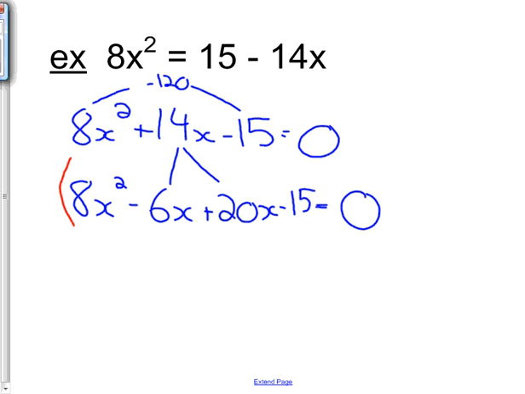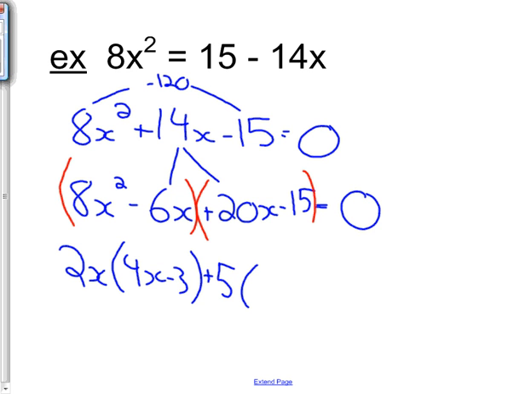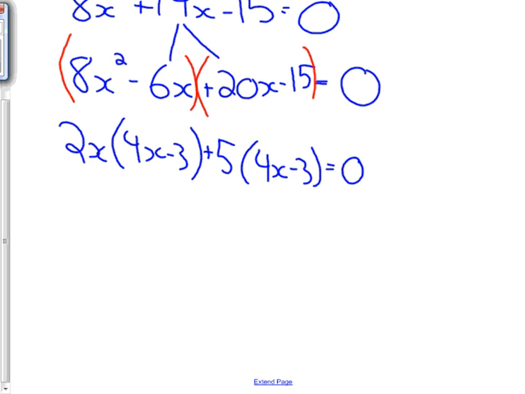So I've got these two. What's the same about 8x squared and negative 6x? What's left in the bracket? 4x subtract 3. What's the same about 20x and negative 15? 5. And we got a 4x with a negative 3 left over. So 4x minus 3 and 4x plus 5.